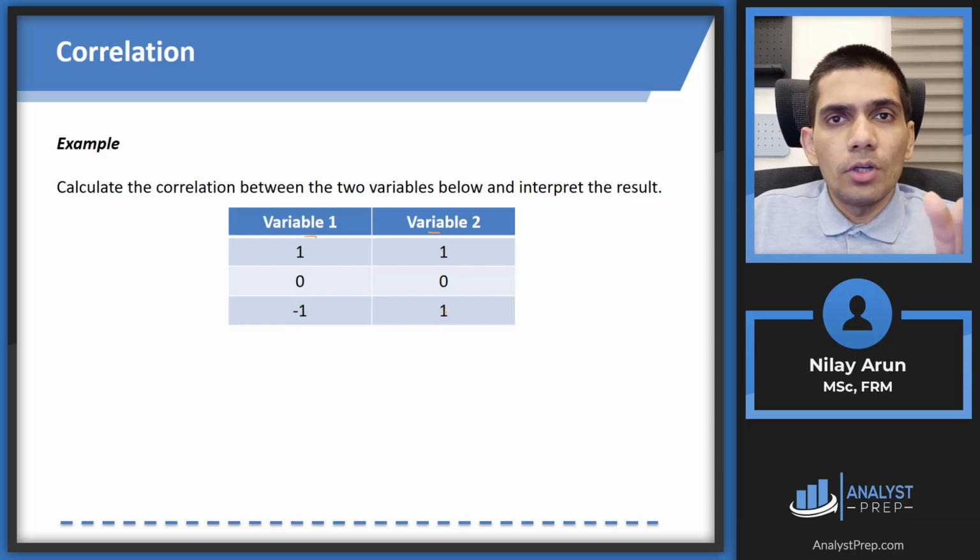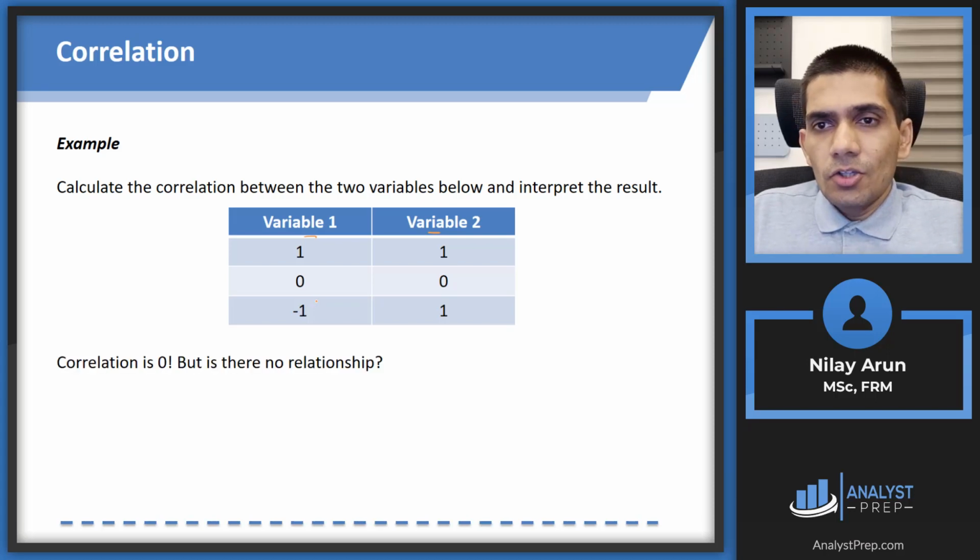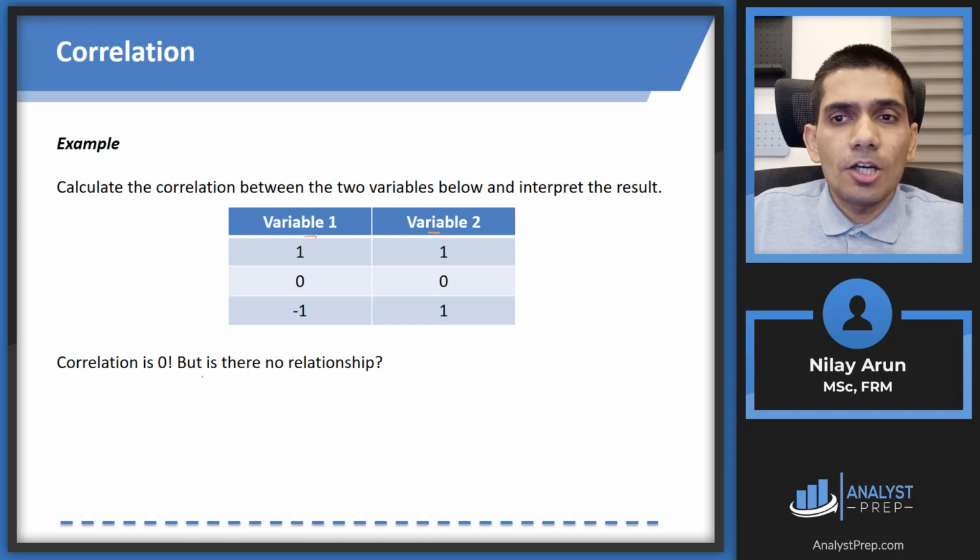At this point, you can pause the video for a bit. You can do the calculations, either using your calculator or using the long method that we just did. Once you calculate the correlation here, you see that the correlation actually comes out to be 0 between both the data series. So correlation is 0. Does that mean there is no relationship between both the variables?